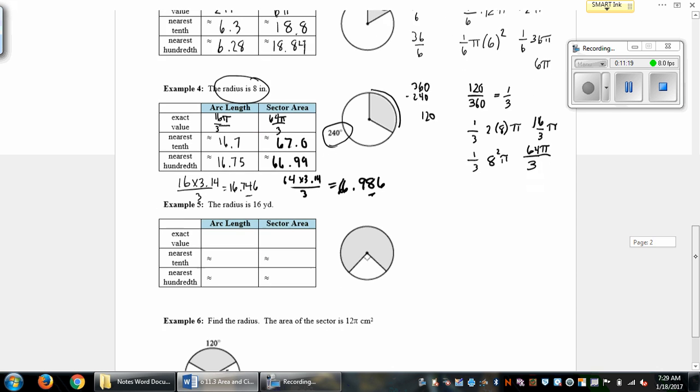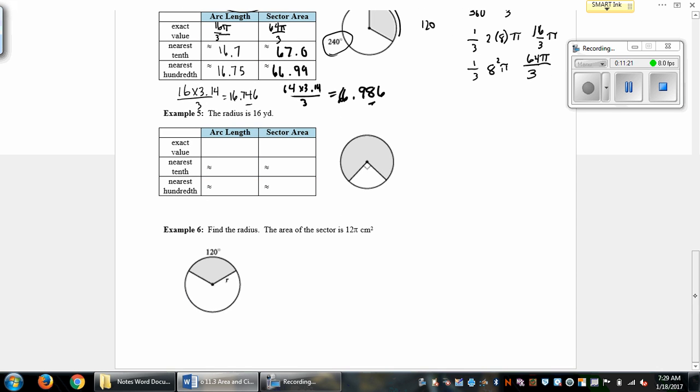Okay. 2 more examples here. So here we've got a radius of 16. Here we've got that little box which indicates a right angle. So that means this is 90 degrees. So in order to find the arc length we need, we're going to subtract 90 from 360. We get 270. 270 over 360. If we reduce that, we get 3 over 4 by dividing both of them by 90. So both our equations are going to have 3/4 attached to them.